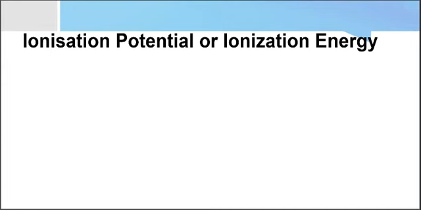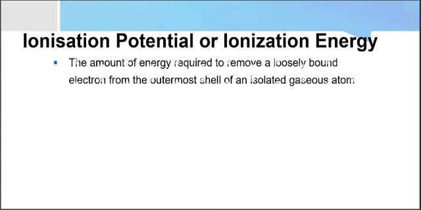The next periodic property that we are going to learn is ionization potential. It is also known as ionization energy. So what is ionization potential? When we try to remove an electron from the valence shell of an atom, we have to make that electron unstable. We have to give that electron more energy than the energy level it is already in.